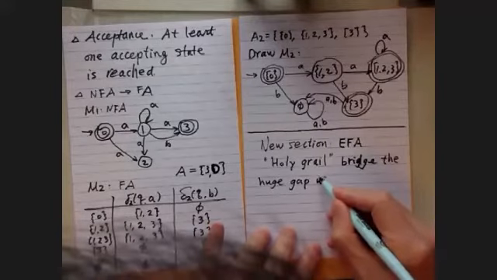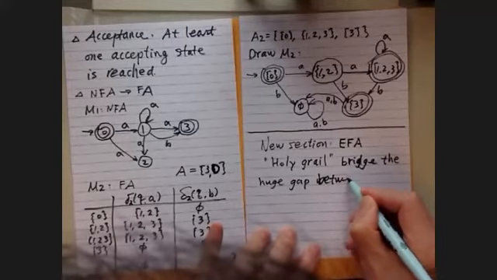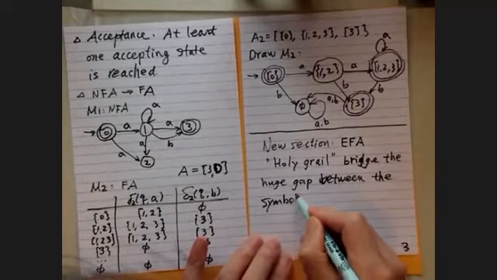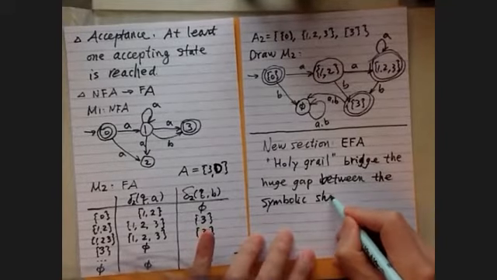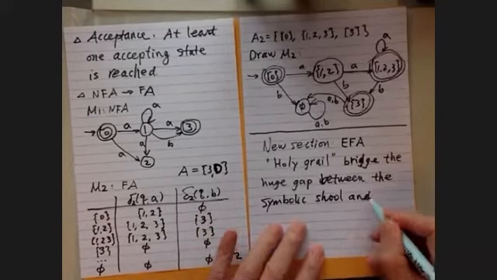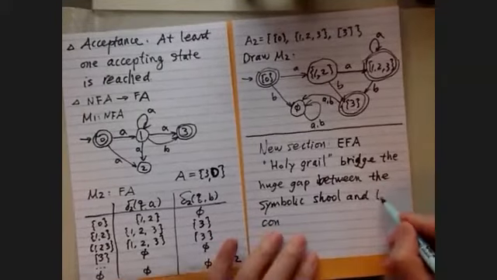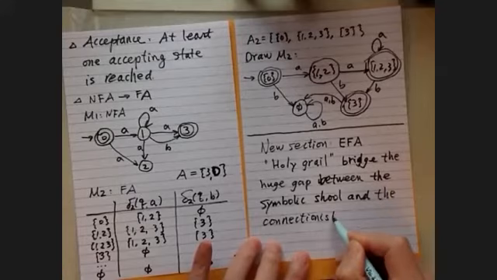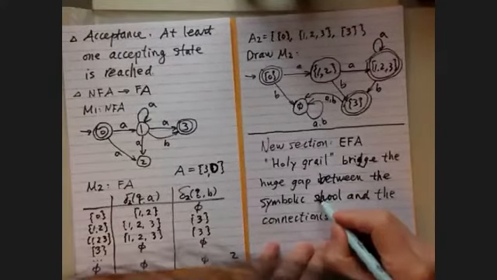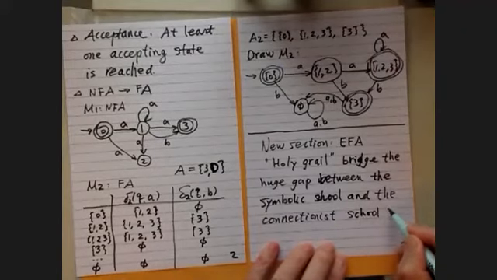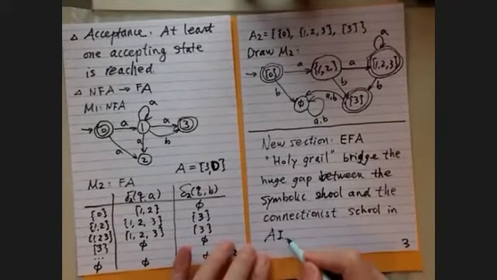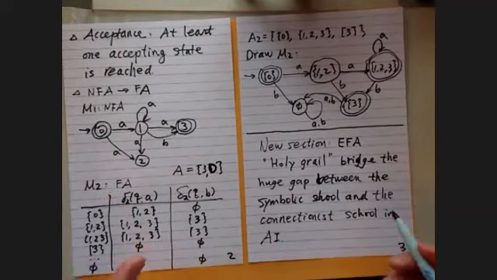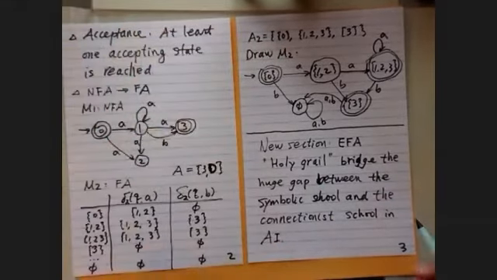between the symbolic school and the connectionist school in AI. It's like you have two schools, and they are fighting. They said the symbolic school is better, and so far all we are doing is symbolic. We have symbols. And we have connectionist.